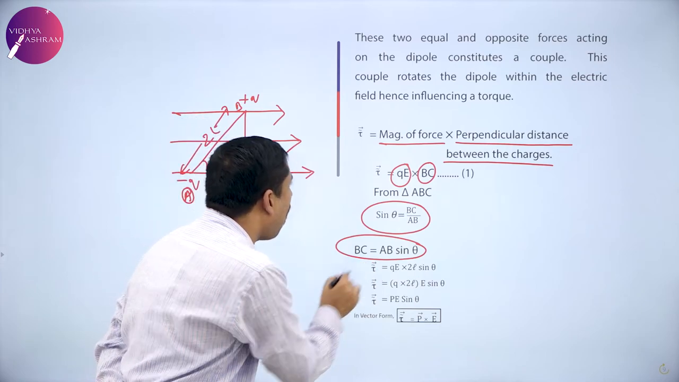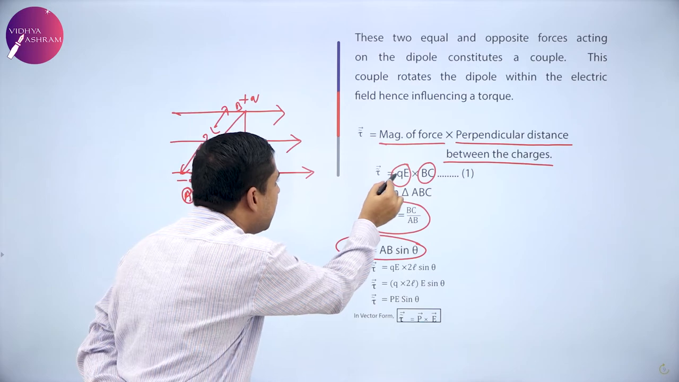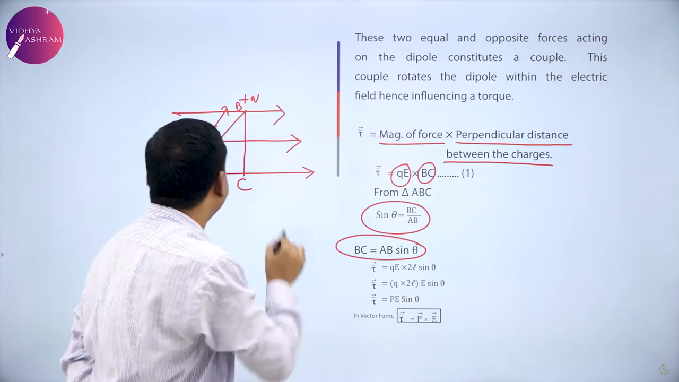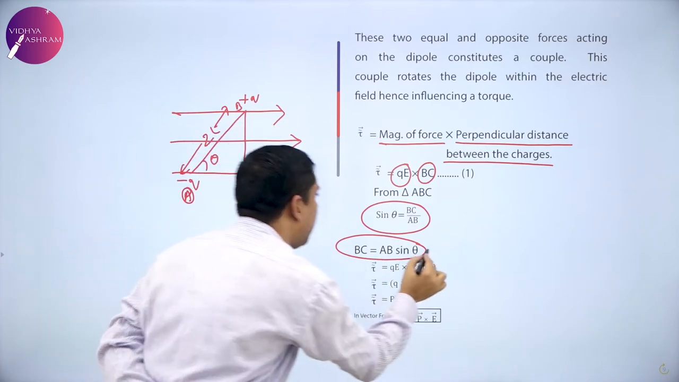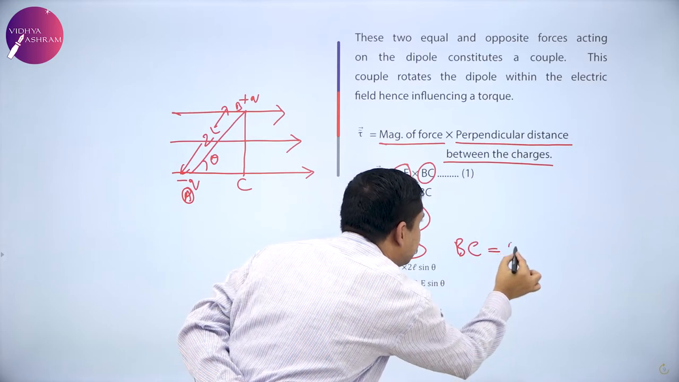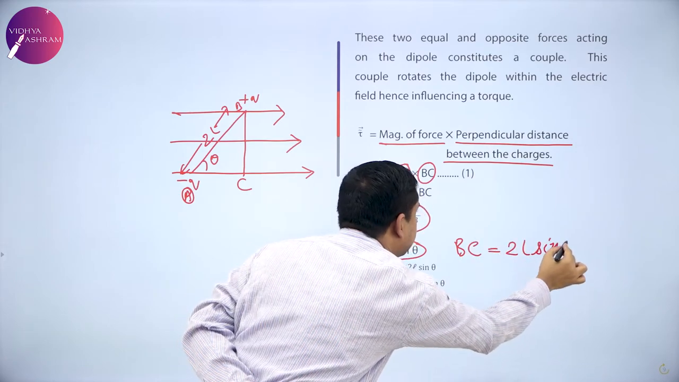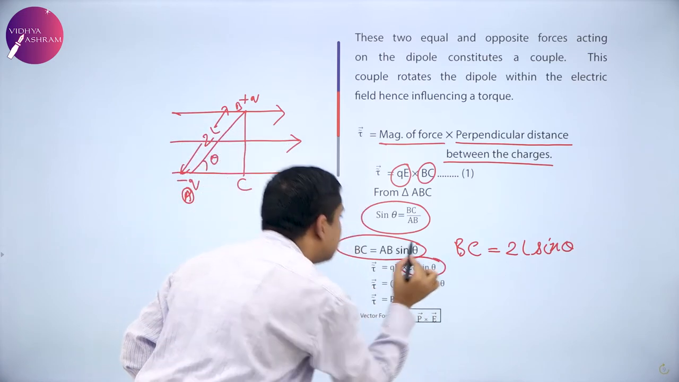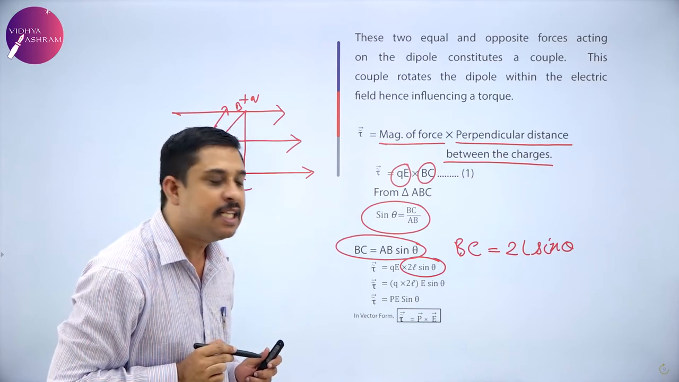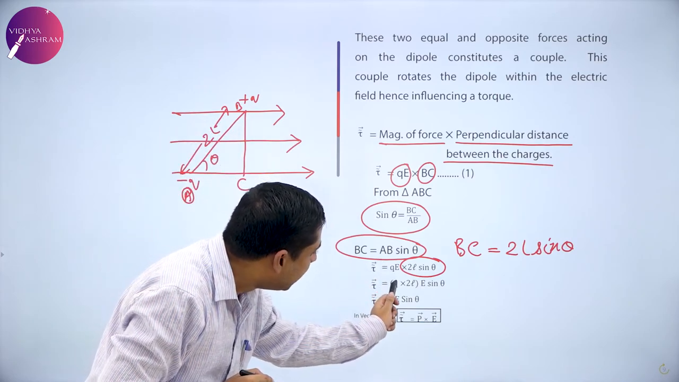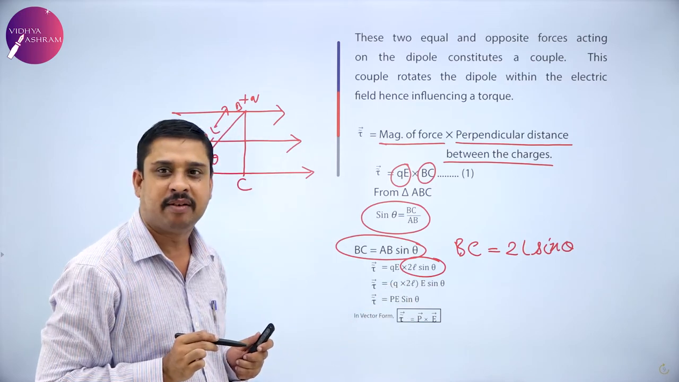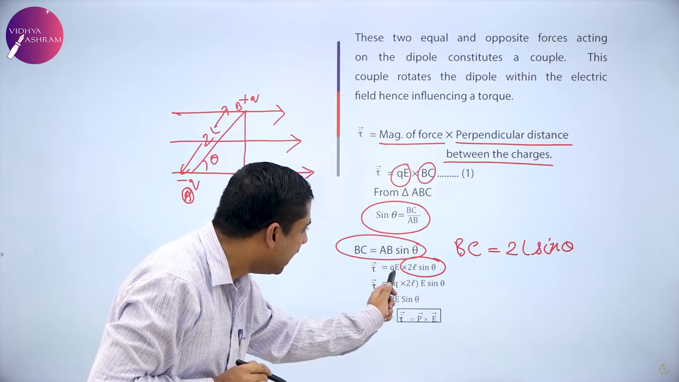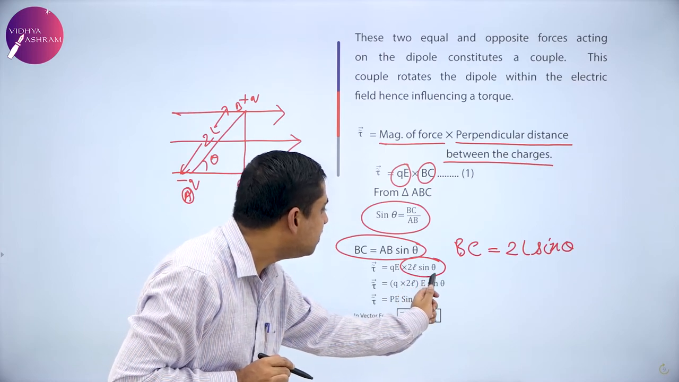Now, therefore torque is, substituting for BC, QE into AB sine theta. Now this AB is nothing but 2L, so this can also be written as BC is 2L sine theta, because AB is the dipole length. So this is 2L sine theta. Again in standard form, Q into 2L I take outside. What remains? E sine theta. Q into 2L, E sine theta.